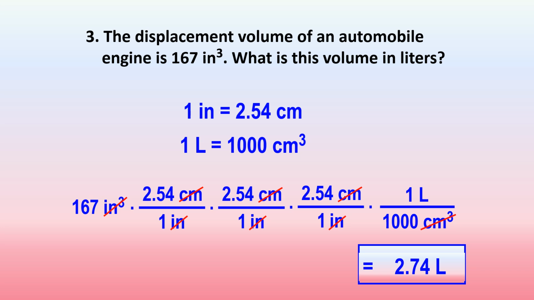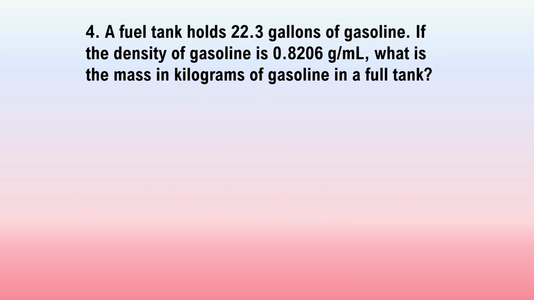Now let's look at our last example. In our last example, we're converting volume to weight. So first we need to look at the question, what's given to us. This question is asking: a fuel tank holds 22.3 gallons of gasoline. If the density of the gasoline is 0.8206 grams per milliliter, what is the mass in kilograms of gasoline in the full tank? So part of the conversion is given to us in the question.